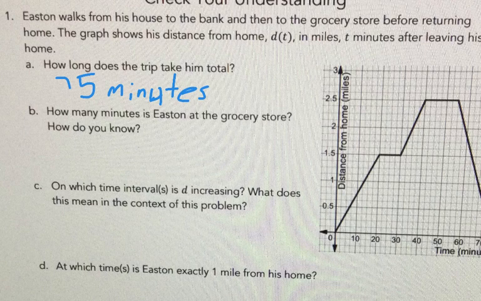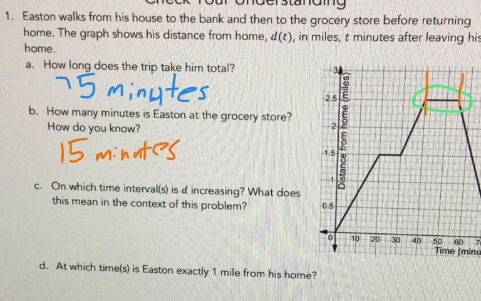B, how many minutes is Easton at the grocery store, and how do you know? That is correct. You can see his first stop was the bank, so that's the first flat part, or the first horizontal part. The second one is here, and that goes between minutes 40 and 55. And so you could just subtract 55 minus 40 gives 15 minutes.